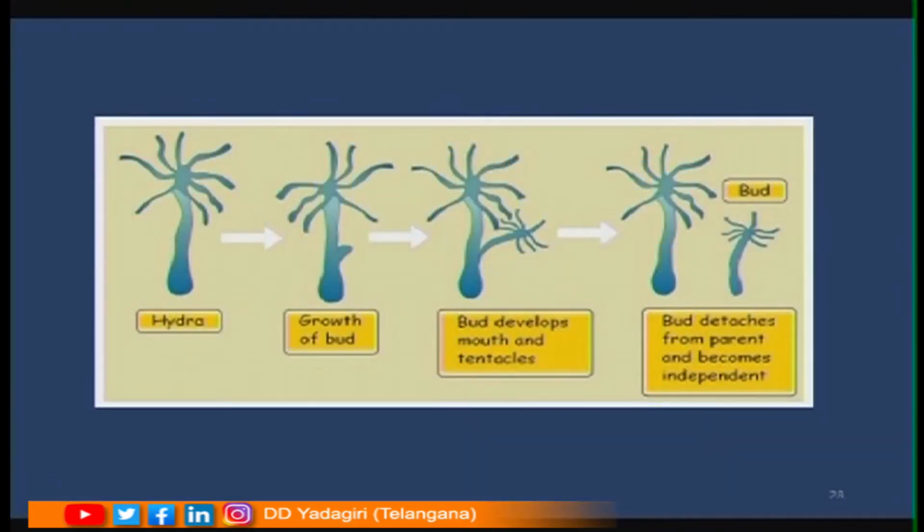See this, children? This is hydra. Hydra's parent hydra slowly develops the bud. Slowly, in the second figure you can see a bud is developing, and this bud develops a mouth as well as tentacles, and after some time it detaches from the parent hydra and develops into the daughter hydra. So, this is how the process of budding takes place.